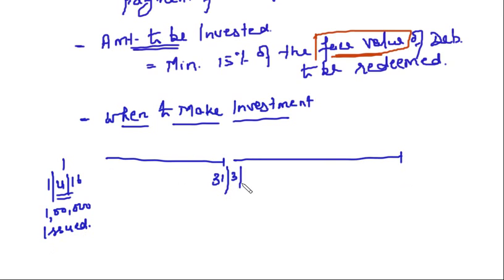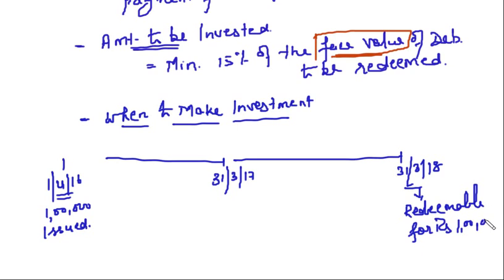This is 31st March 2018. Now here they are redeemable for rupees 1 lakh. Clear? So on 1st of April 2016 you have issued debentures that are redeemable after 2 years. Now the first thing is you have to create DRR. In this period you have to create DRR.